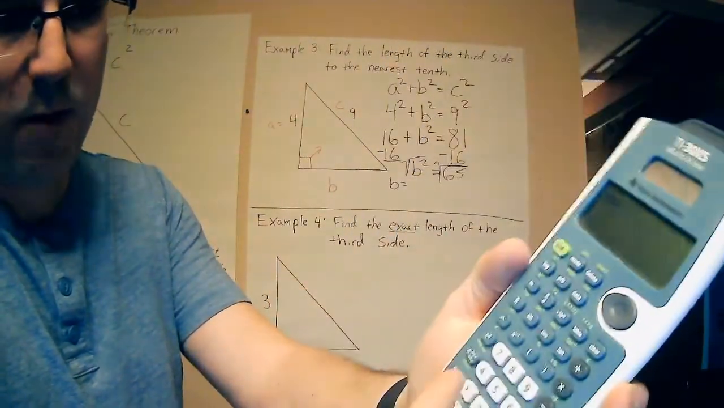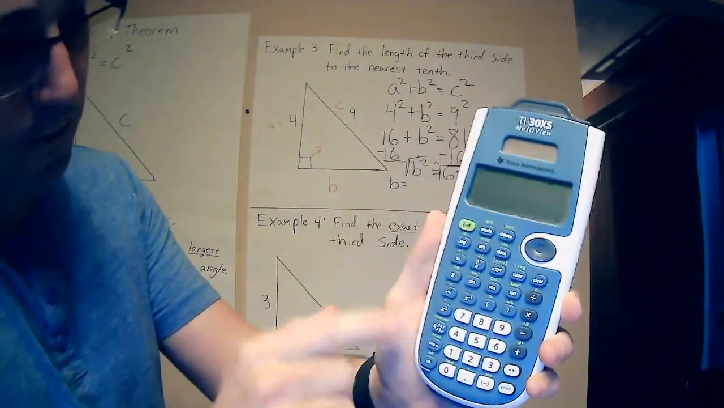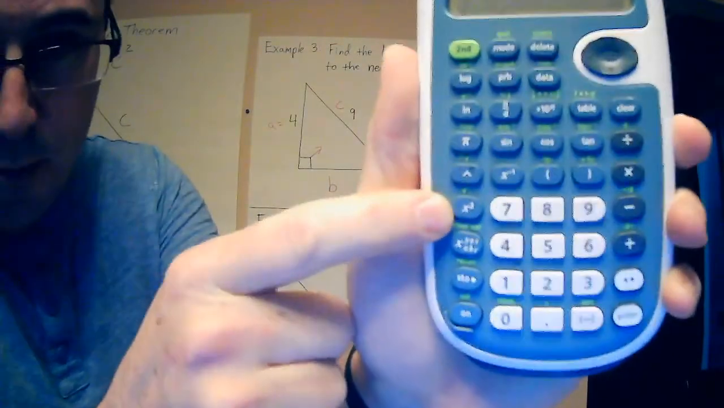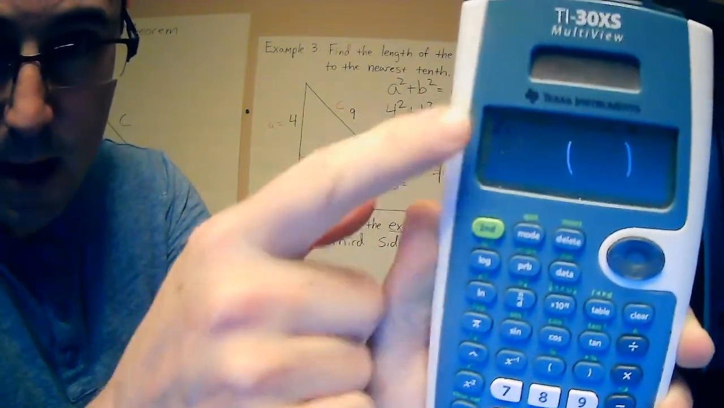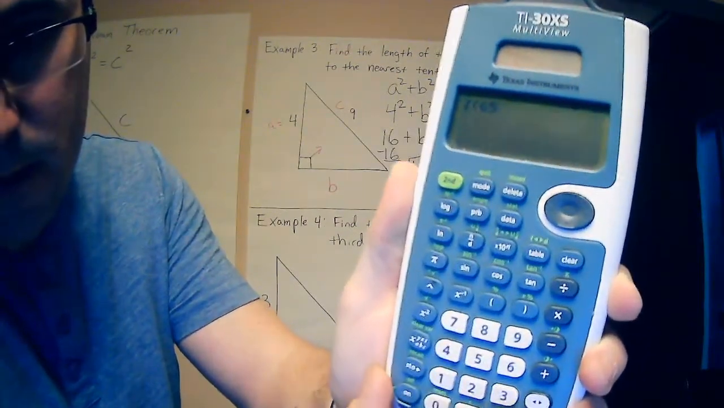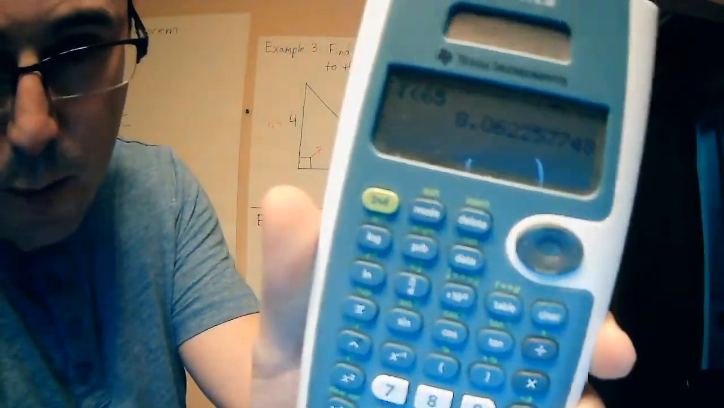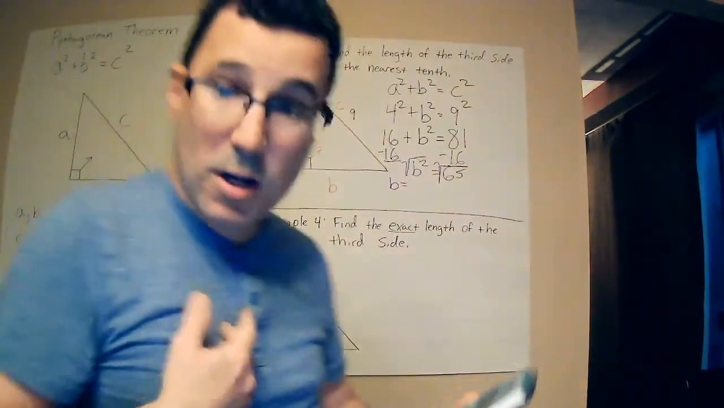I typed in 65. I shouldn't have typed it in first. Second, and then here's my x squared button, and right above it is the square root symbol, so I'm going to hit that. And you see now I have square root 65, and I get this long number, 8.062257748.